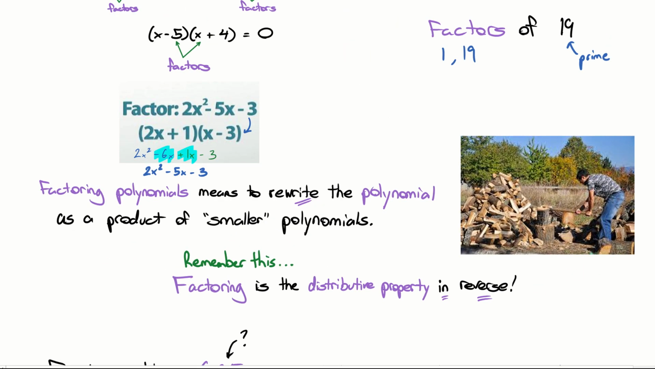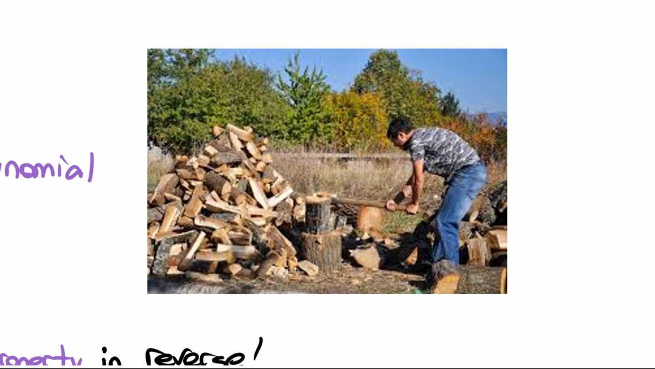Here's how I want you to think about it, okay? Factoring polynomials means to rewrite the polynomial as a product of smaller polynomials. Think of it as chopping wood, okay? When you chop wood, you're starting with a very large piece of wood, and you're literally cutting it up into smaller pieces. Each of those smaller pieces is still wood, right?